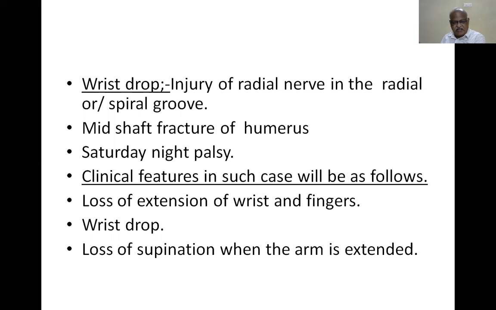or in mid-shaft fractures of the humerus also, the radial nerve present in the spiral groove may be damaged. So in such conditions, the triceps muscle gets its nerve supply above the spiral groove, so it will escape. So the extension of the elbow is not affected.